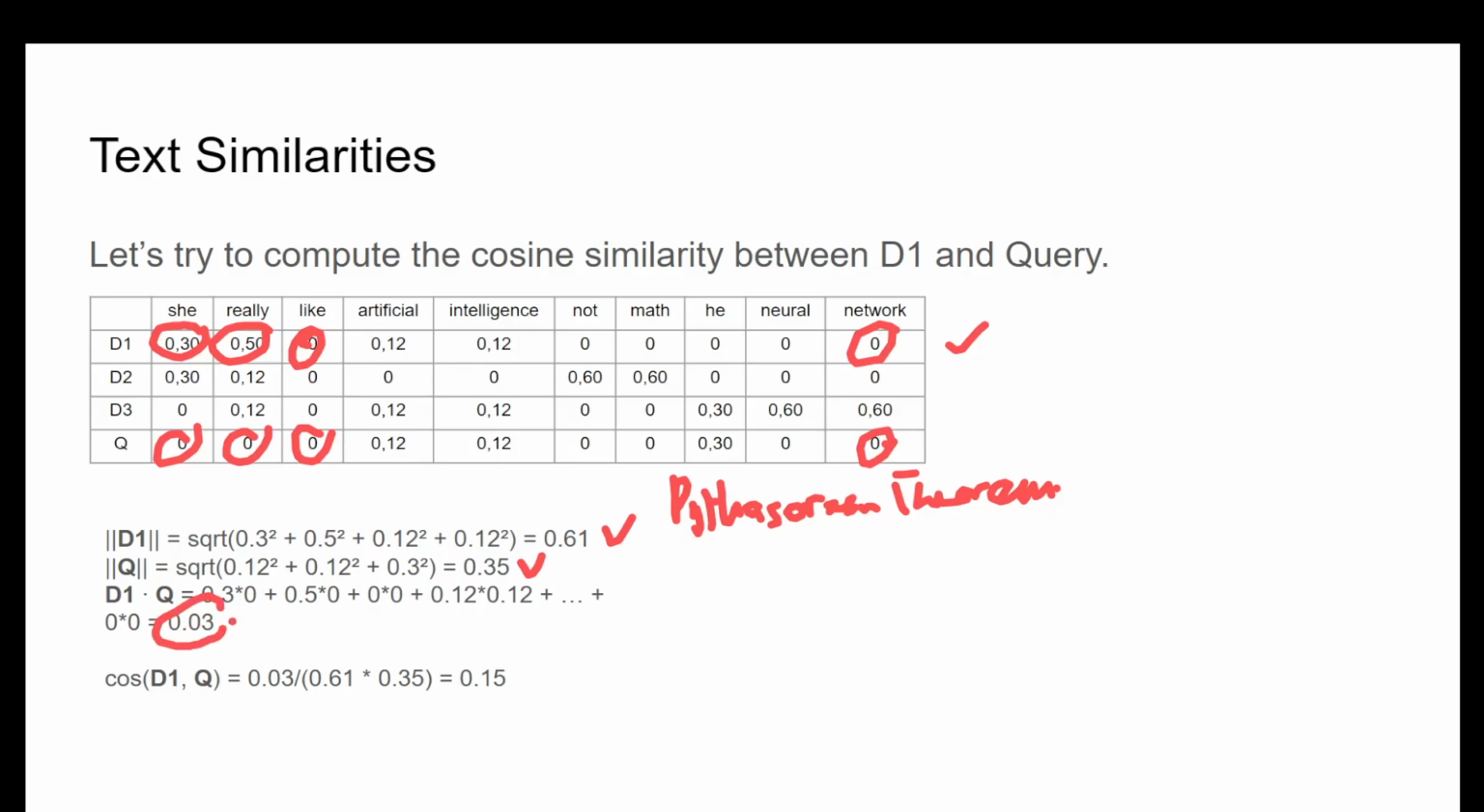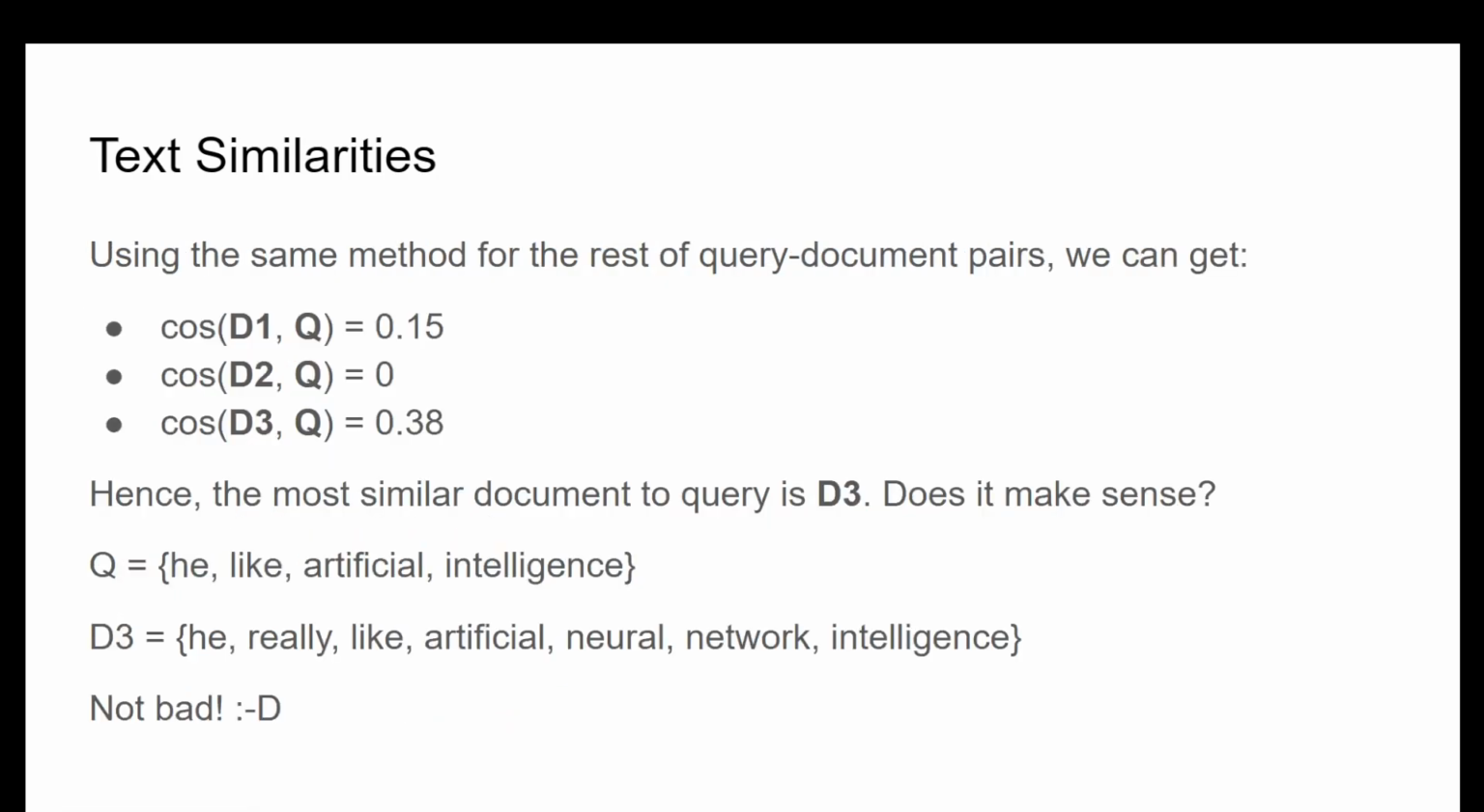We got 0.03. To compute the cosine similarity, we can just divide this 0.03 by 0.61 times 0.35, and we got the score is 0.15. So the similarity between document 1 and query is 0.15. Using the same method, we can just compute the rest of the query-document pairs. We can get 0.15, 0, and 0.38.